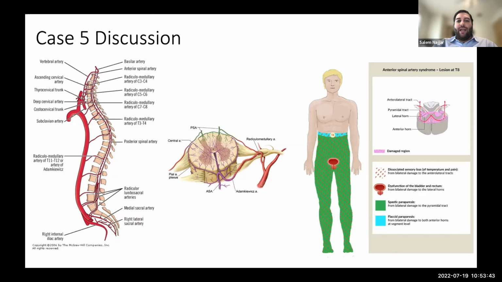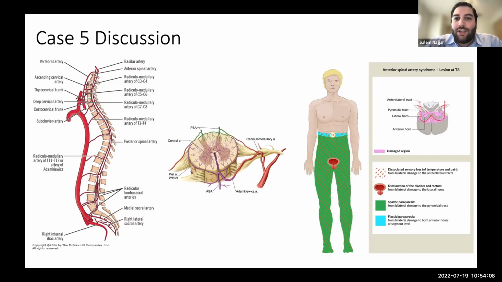Which one would you say is more rare to have? An issue with the PSA or an issue with the ASA? Would you say a posterior cord syndrome is more rare or an anterior cord syndrome is more rare? Exactly. Somebody had it right on point.